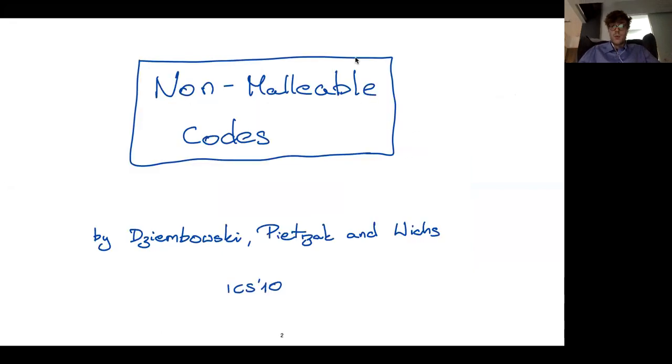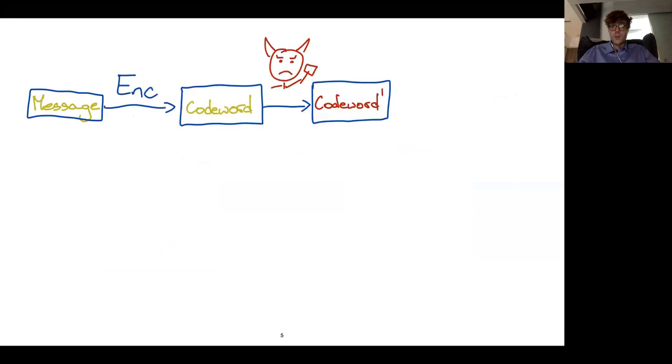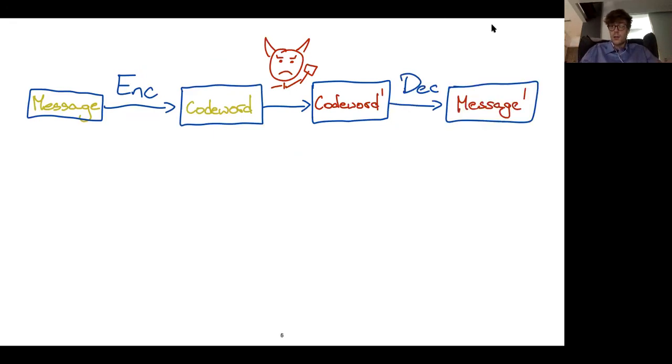Let's start with a brief introduction to non-malleable codes. It's a notion defined by Dziembowski, Pietrzak, and Weeks in 2010. The idea is as follows. We've got a message. The message gets encoded. There's a code word now. And then comes the evil adversary and tampers with the code word. We get some code word prime. And as a result, we get a message prime.